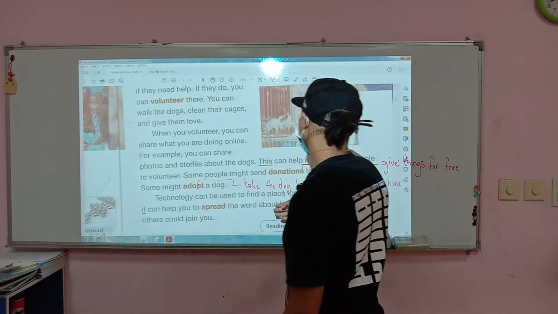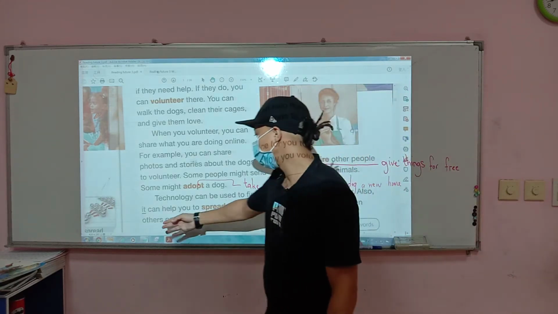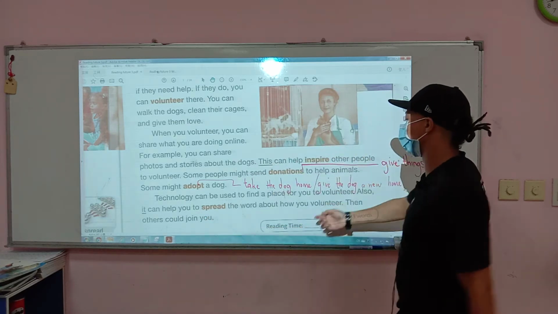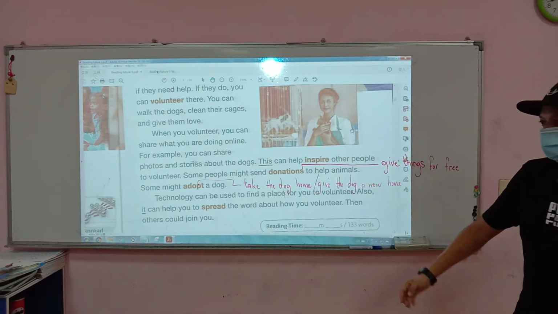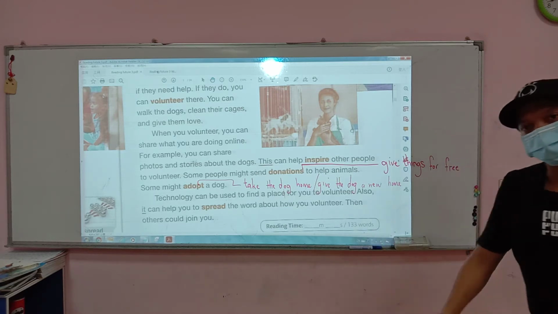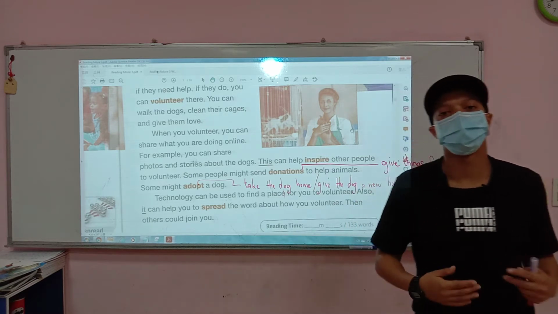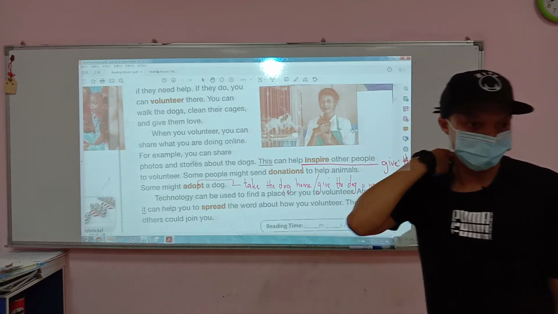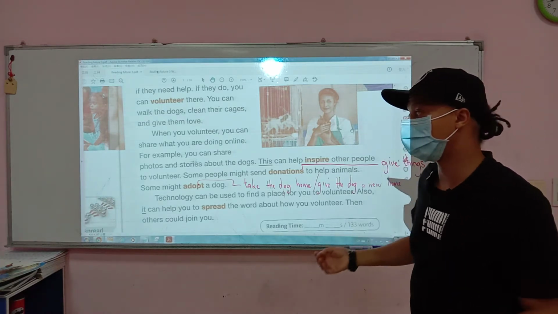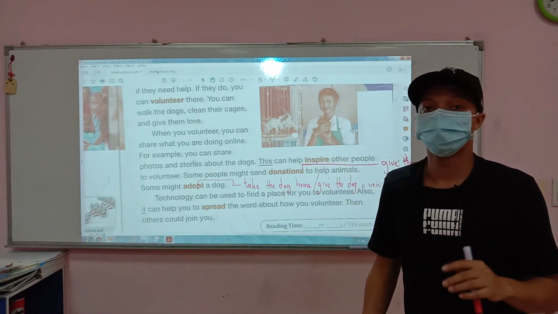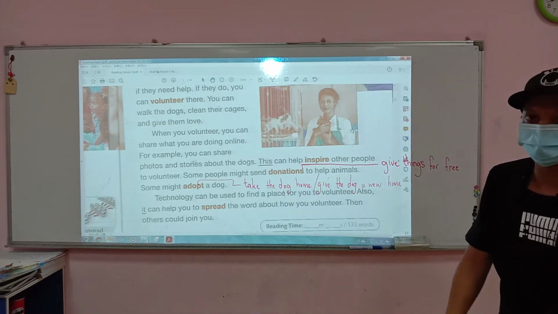Technology can be used to find a place for you to volunteer. Also, it can help you to spread the word about how you volunteer. Then others could join you. So the more people that see your photos, that see your posts, it means that they will also want to help. Okay, and they might also go on the internet and find an animal shelter that is nearby to their house, so that they can help that shelter.